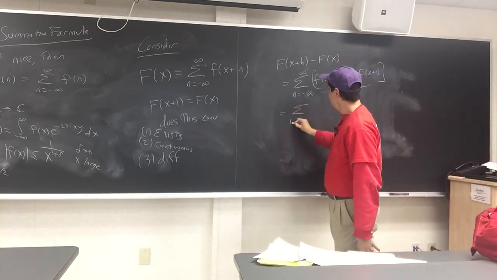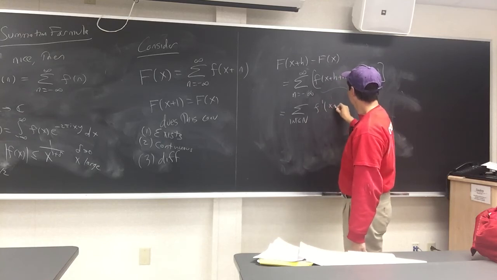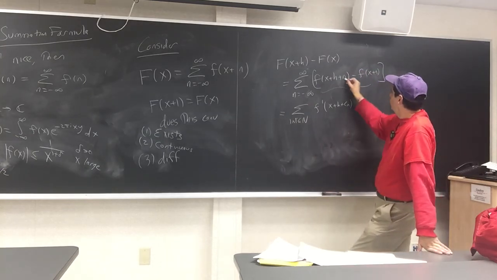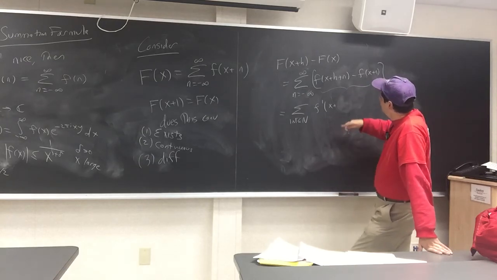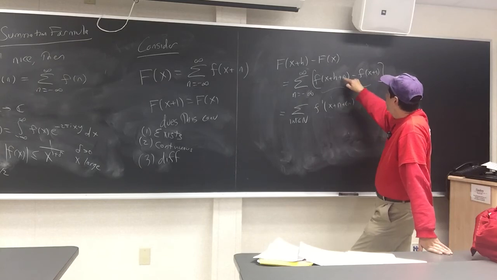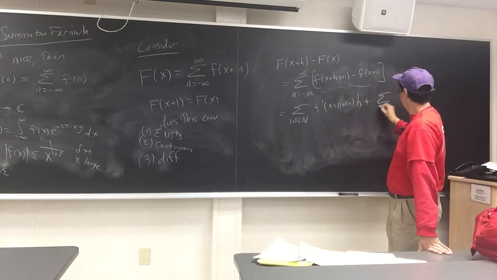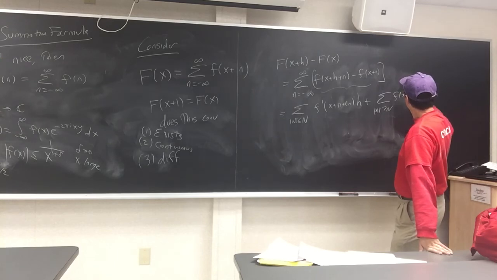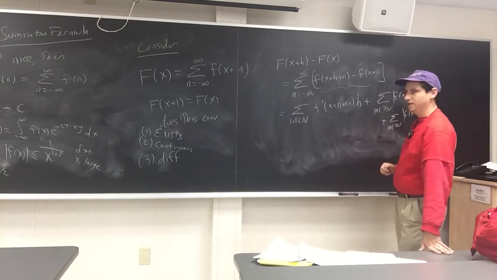So I'm going to say this is the sum of n less than or equal to big N, and then by the mean value theorem it'll be f prime of x plus h plus some point c of n, where c of n will be between 0 and 1. And now what's the, I'm sorry, it's f of x plus n plus c of n. And then what's the distance between them? H, plus a sum of n greater than big N of f of x plus h plus n in absolute value, plus a sum of n greater than big N of f of x plus n in absolute value.